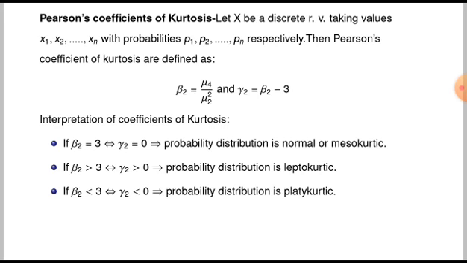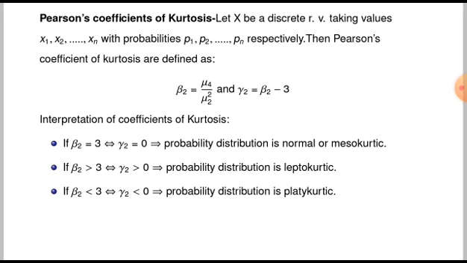Okay, so we can use these two coefficients to interpret the results regarding the kurtosis. If the value of beta 2 is equal to 3, then gamma 2 will be 0. So the probability distribution is normal or mesocurtic. The probability distribution is mesocurtic, which has height equal to a standard normal curve.